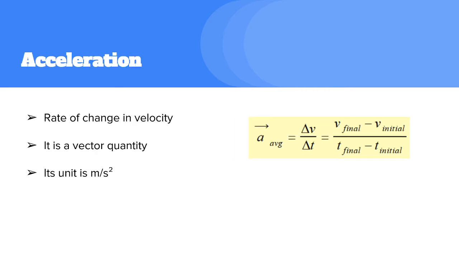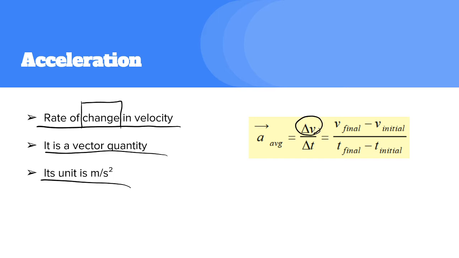Acceleration is rate of change in velocity. Alright, this is important. You're not just talking about velocity, you're talking about a change. If there's no change in velocity, then you have no acceleration. It's a vector quantity, and the way that we measure acceleration is meters per second squared. So meters per second, because that's the change in velocity, divided by time. So meters per second per second gives you meters per second squared.